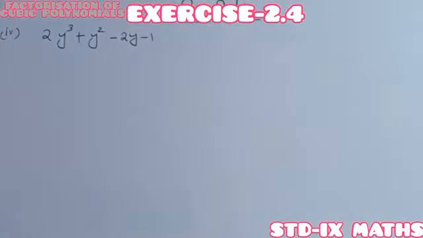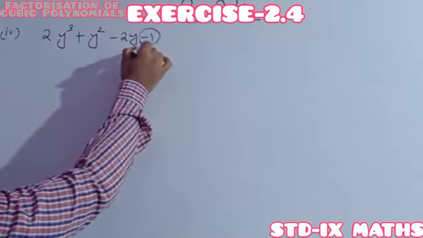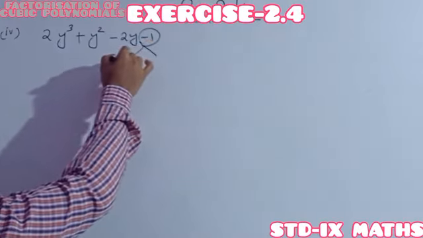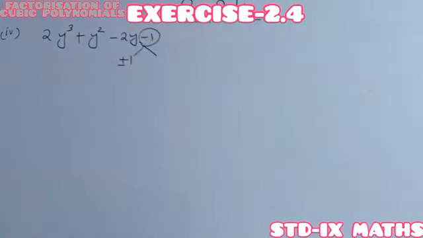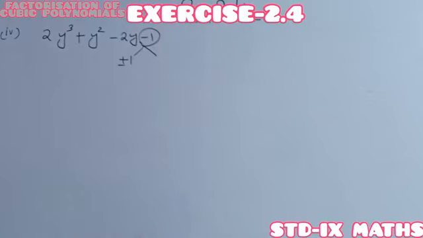See question number 5. Here in this cubic polynomial it is also asked to do the factorization. Here the constant term is minus 1. Its factors are plus 1 and minus 1. Remember, for every number its possible factors are plus 1 and minus 1 always. Okay.